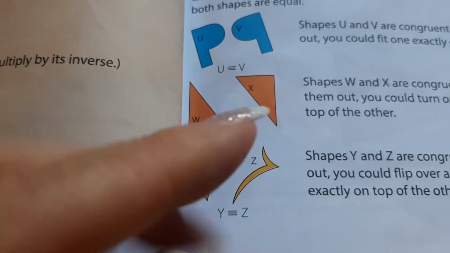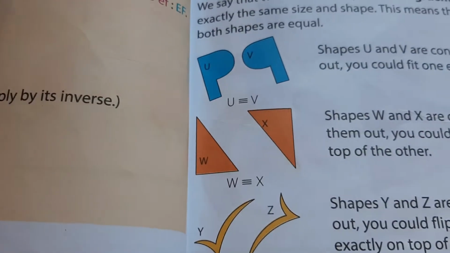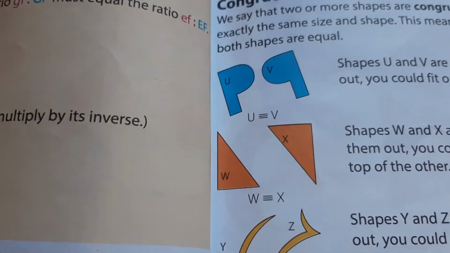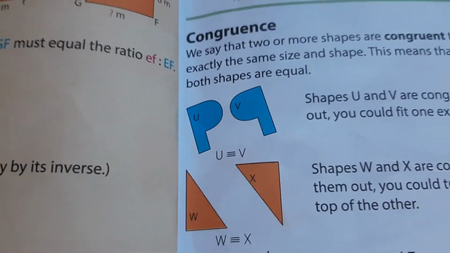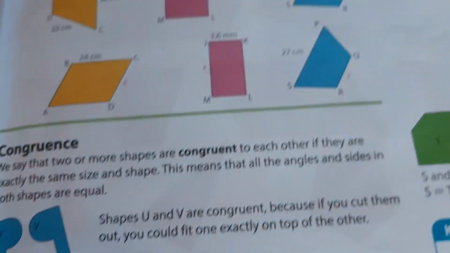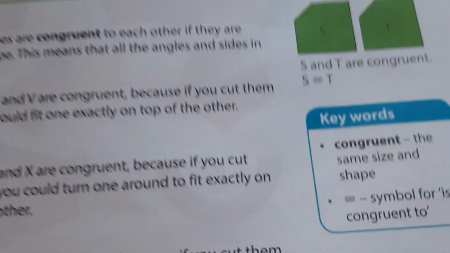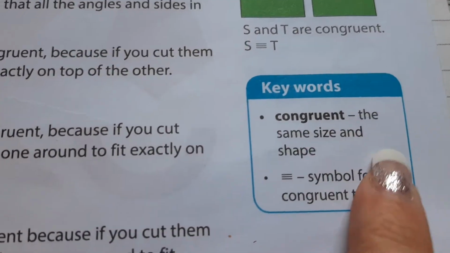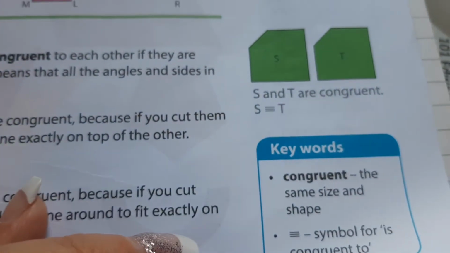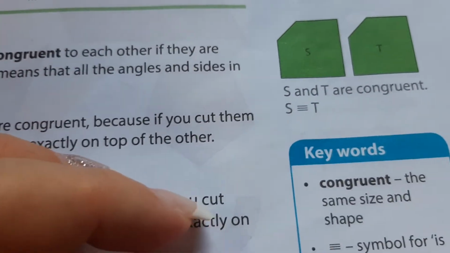Even though they don't lie the same way around, it doesn't matter. If you turn it around, you rotate it, and it fits exactly on the other one. And even if you close it like with a book, putting the one on top of the other, then they will fit perfectly. And that is what we call congruency. There they say, the same size and shape. That is the most important thing that you have to remember about congruency.